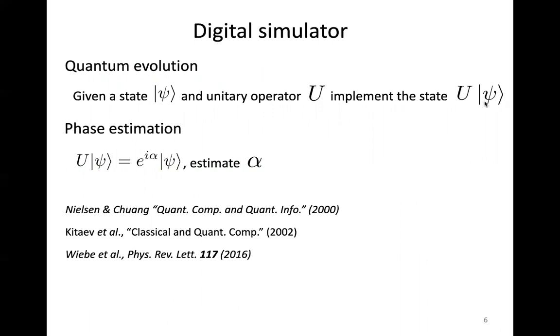And one of the famous algorithms that we would like to use this quantum simulator for would, for example, be a phase estimation algorithm. It says that if psi is an eigenstate of U, and we apply it, we get e to the i alpha psi, and we have to estimate alpha.